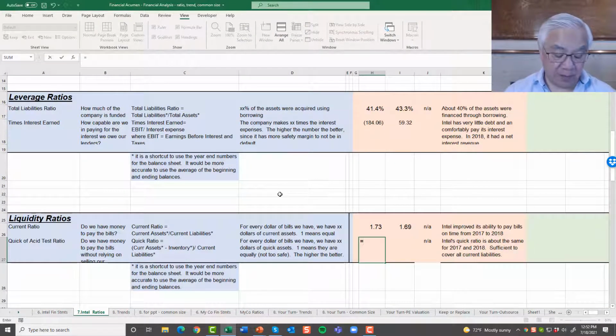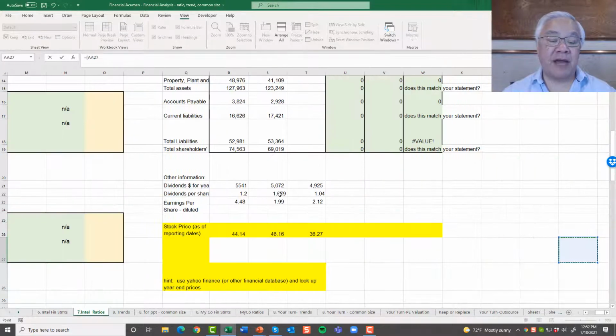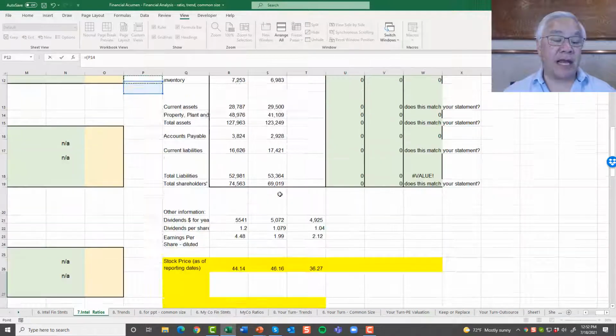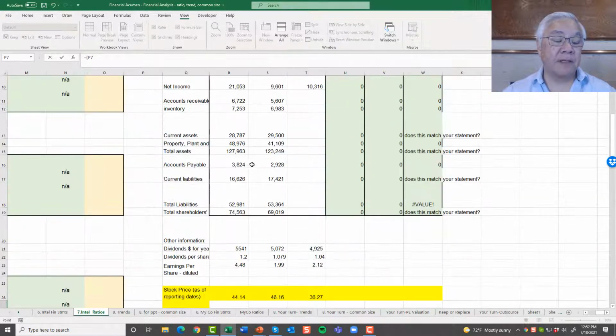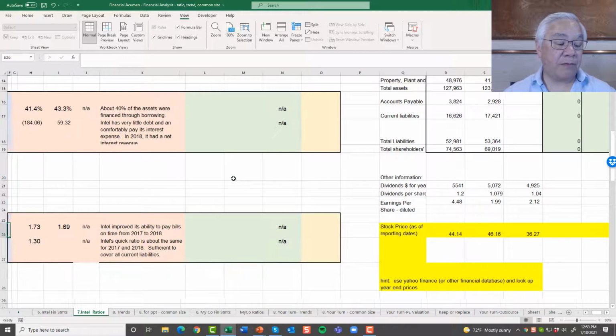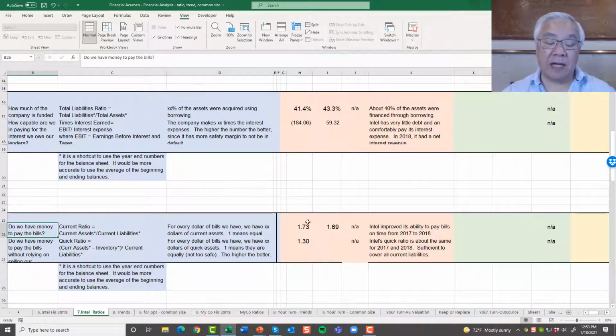Equals, open parens, because there's 2 factors in the numerator. It's current assets, which are right there, minus current inventory quantity, so close the parentheses, divided by current liabilities, equals 1.30. So that means for every dollar of current liabilities they have $1.30.